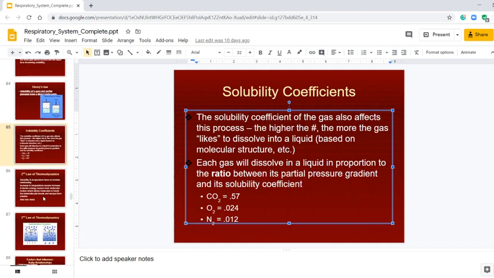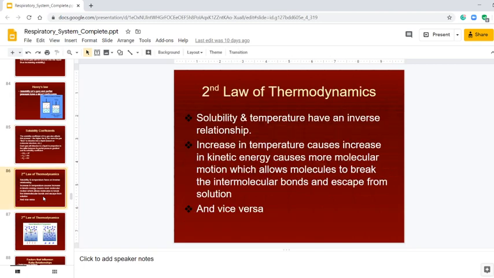This is a lot of physics stuff. Anyway, the second law of thermodynamics: solubility and temperature have an inverse relationship. So now here we are, opposites again.